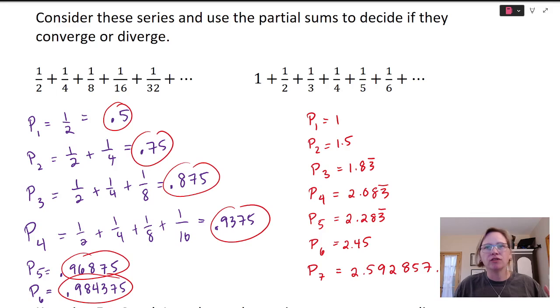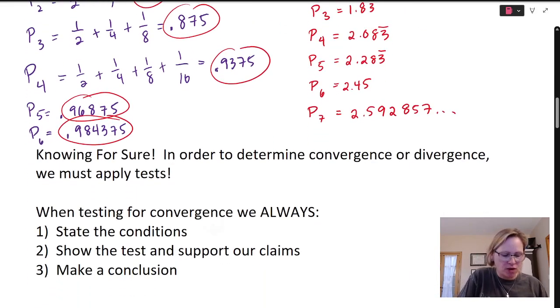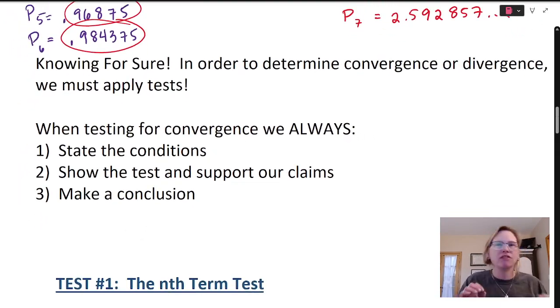However, for the series on the right in red, as we keep adding the next successive term, the sums don't seem to be approaching anything in particular. And so we would say that this series probably seems like it's going to diverge. But how can we know for sure? Well, that's where we want to make sure that we are using convergence testing.